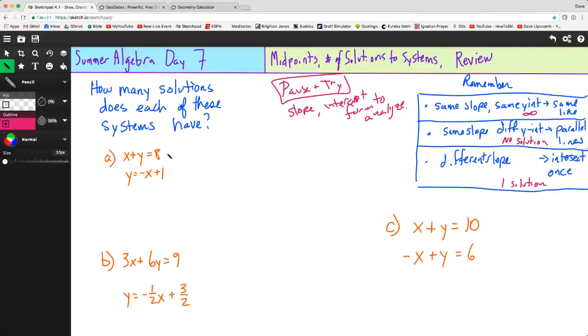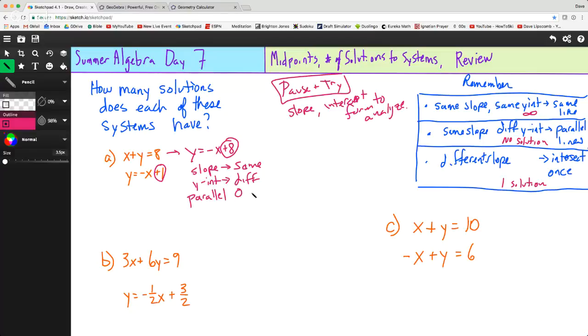Okay, so let's do that for this one. Here we're going to subtract an x from both sides, and we get y equals negative x plus 8. This one's already in slope intercept form. So here we have the slopes are the same. So we're not going to graph these. We're just going to look at our slope and our y-intercept. Our y-intercepts are different. So these lines are what? They're parallel.